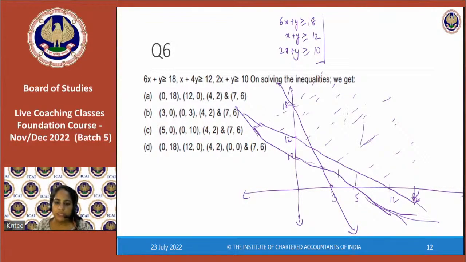So this is the region now. So what is the common region? The common region is this one. If you see, the common region is this one.